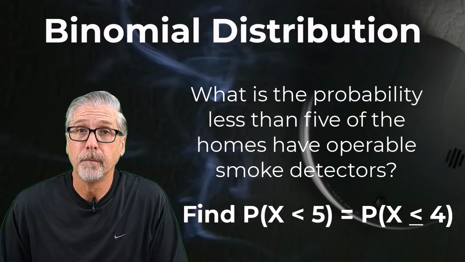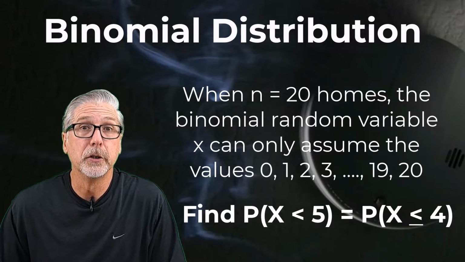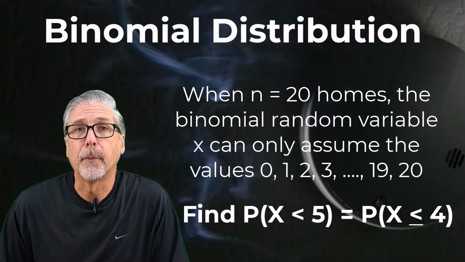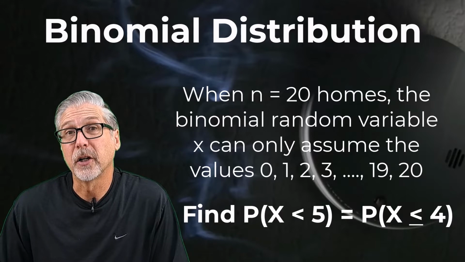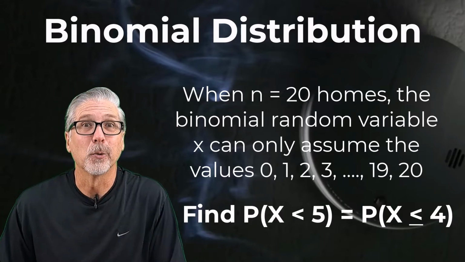I can. Because we're working with a binomial, we know the values of X have to be whole numbers: 0, 1, 2, 3, 4, 5, all the way up through 20. So if you want to know the probability less than 5, the only values of X that are less than 5, I could also write as less than or equal to 4. Weird, right? It gets worse.